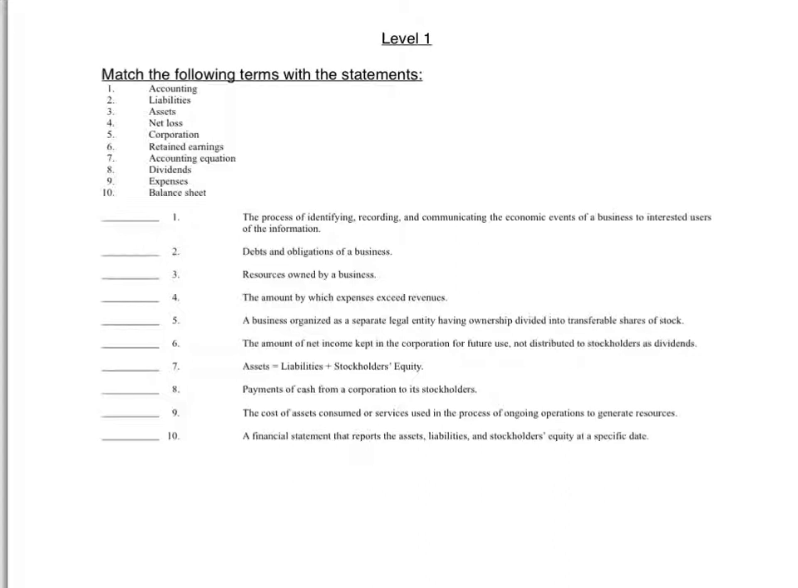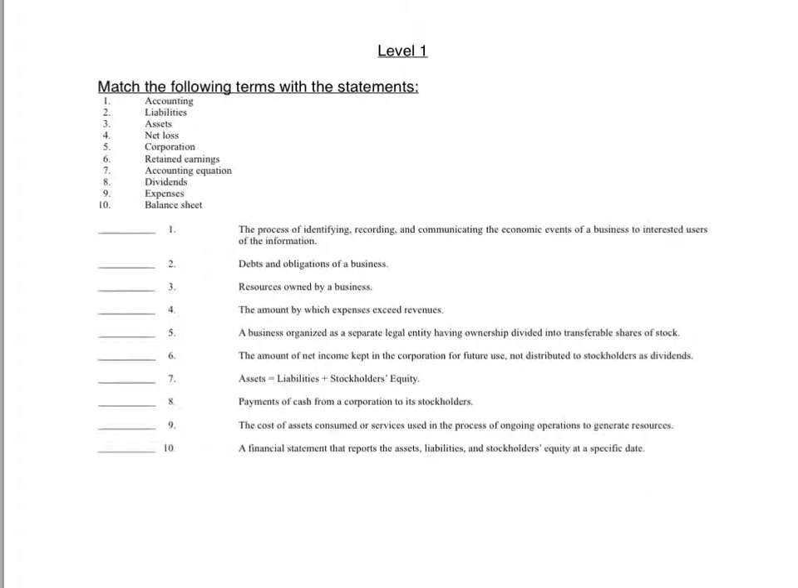Number 1, the process of identifying, recording, communicating the economic events of a business to interested users of the information. Well, that would be number 1, accounting. So we'll just put a 1 there. Number 2, debts and obligations of a business. Well, liabilities. 2. Number 3, resources owned by a business. Those would be the assets. So we put assets in there.